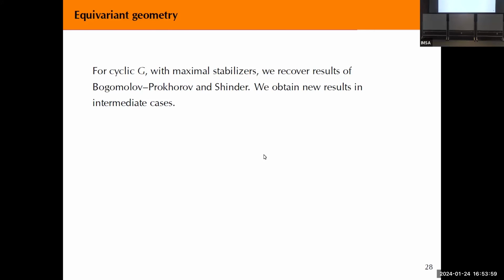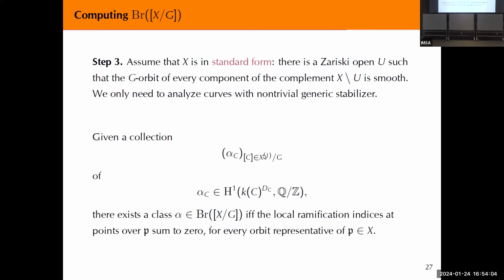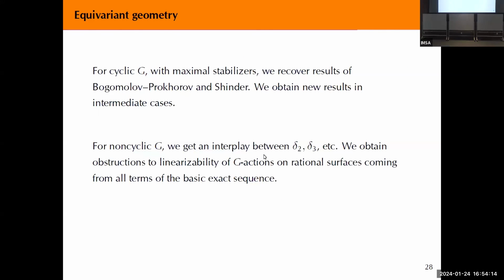So let's look at the Bogomolov-Prokhorov and Shinder result. Well, we have a unique curve in here with a non-trivial stabilizer, and we compute that each one, and that gives us exactly the Z mod p to the 2g that we're supposed to see. But then we can also look at other cases. In particular, on the next slide, I'll give you an example for a cyclic group with varying stabilizers. But for non-cyclic groups, like abelian groups, non-abelian groups, you get an interplay between delta 2, delta 3, this, that, and the other.